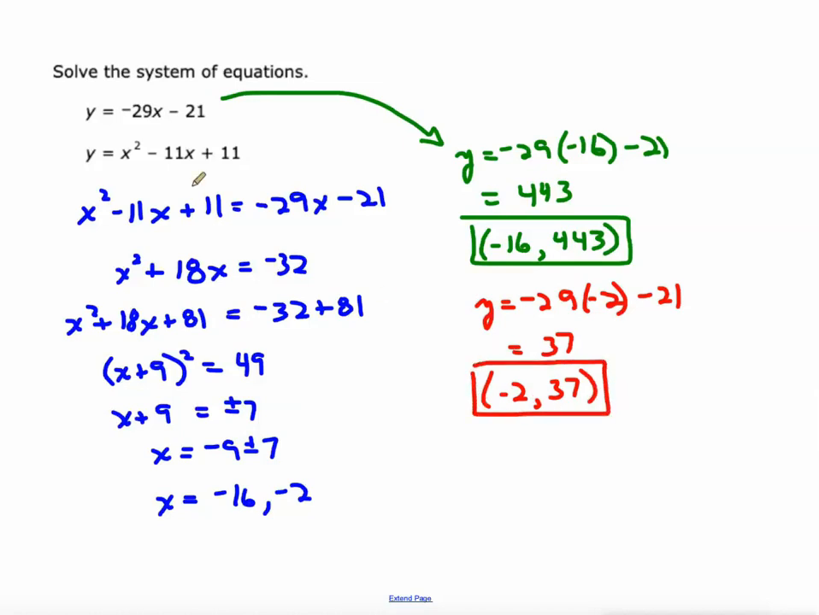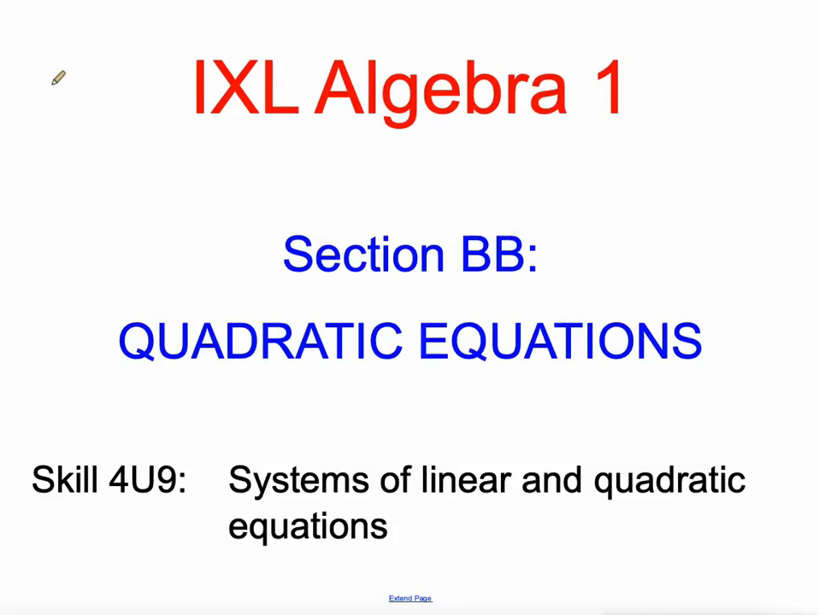All right, so systems of linear and quadratic equations, basically solving quadratic equations and then using the solution to find y values.